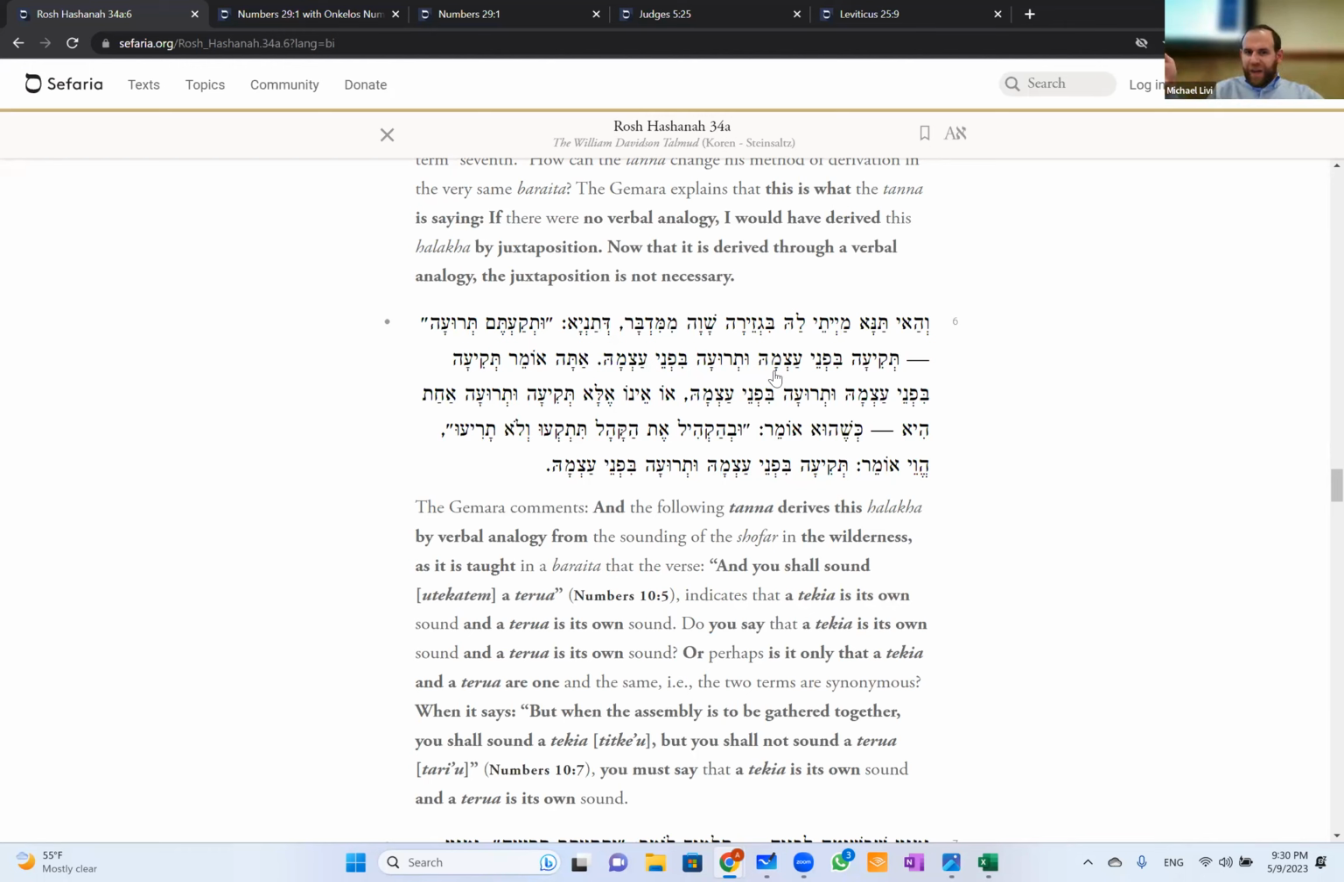Tekiah b'fnei atzma, uteruah b'fnei atzma. That means there's two types of things going on here. Because when it says utkatem teruah, it's saying you should do a tekiah and a teruah. You need to do two separate things. Ata omer tekiah b'fnei atzma, uteruah b'fnei atzma. Hold on a second. Is that true? You're telling me it's two separate things. Oh, I know that tekiah uteruah achati. Maybe it's just one. Maybe tekiah is the verb of blowing a teruah. Utkatem teruah, and you should blow a teruah. Maybe that's all it is.